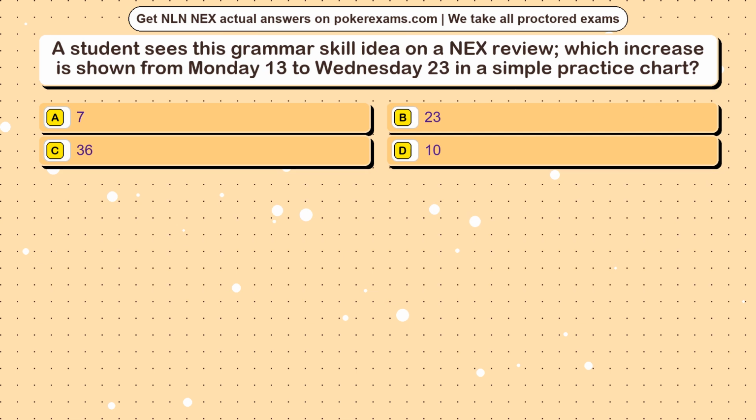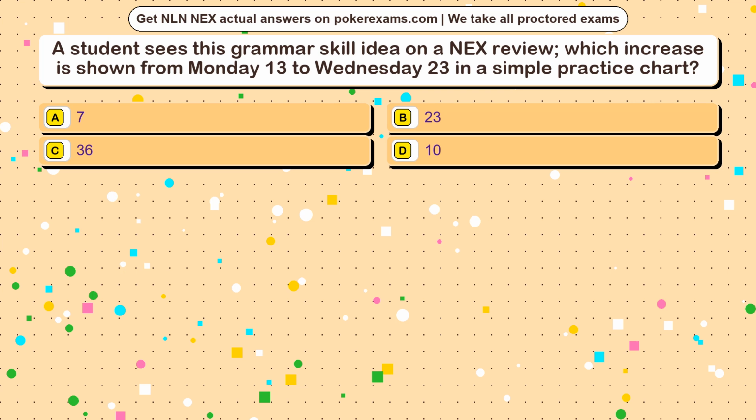Question 10. A student sees this grammar skill idea on a NEX review. Which increase is shown from Monday 13 to Wednesday 23 in a simple practice chart? Option A, 7. Option B, 23. Option C, 36. Option D, 10.